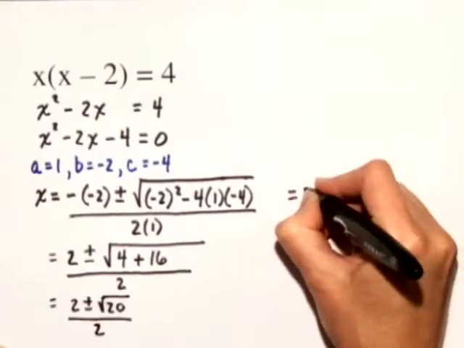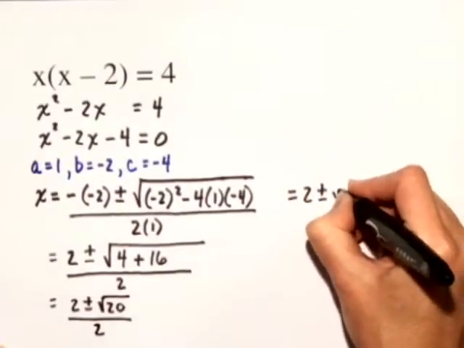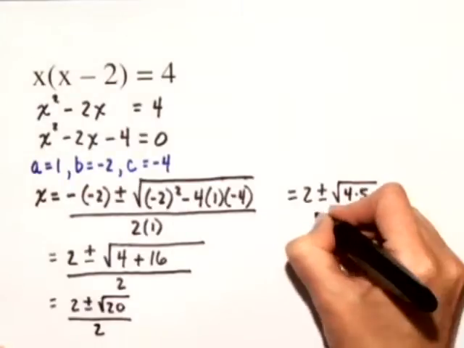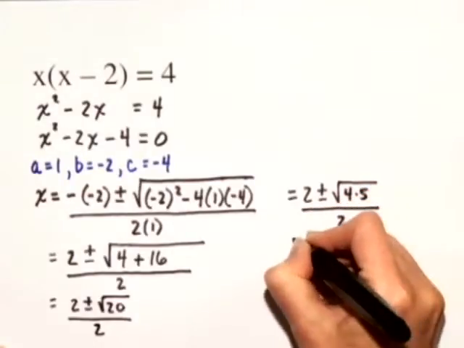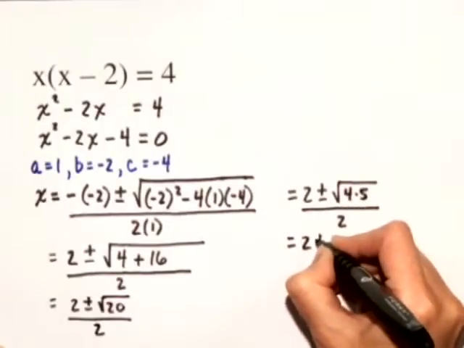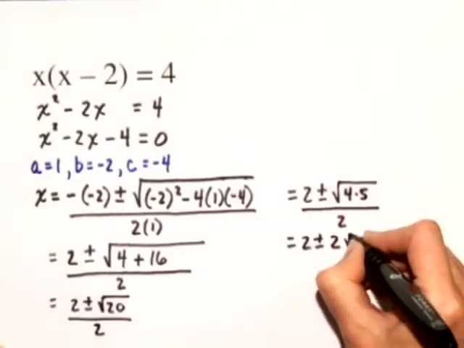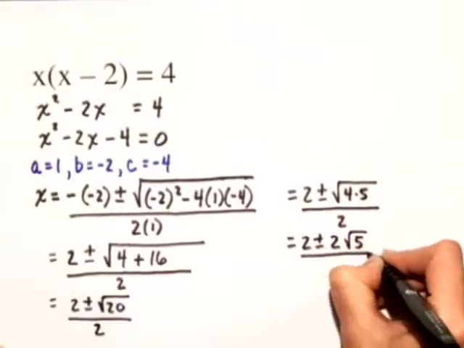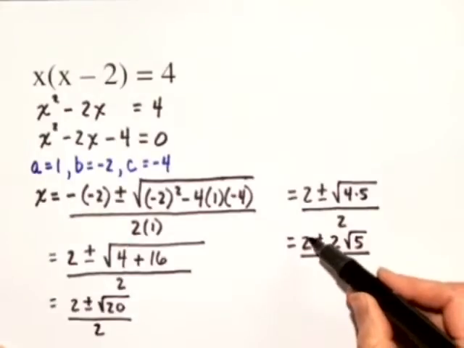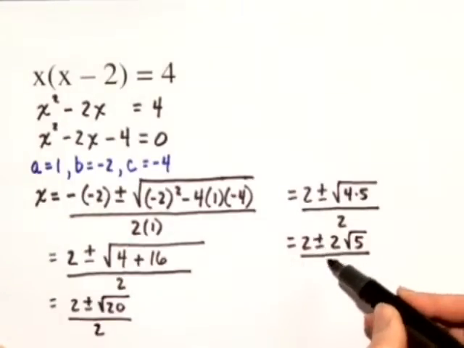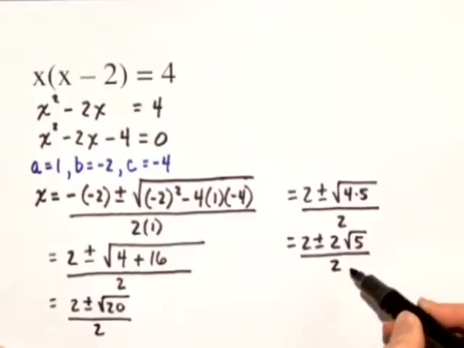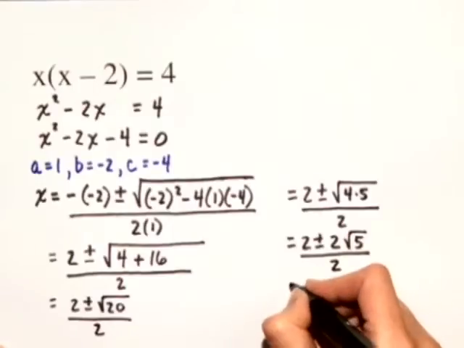We get 2 plus or minus the square root of 20 is just 4 times 5, and that's all over 2. So the square root of 4, notice, is 2. So this becomes 2 plus or minus 2 times the square root of 5 all over 2. Now be careful. Don't cancel just this first 2 with this 2 in the denominator, because really we need to make sure we factor the numerator completely before we divide out any like factors.